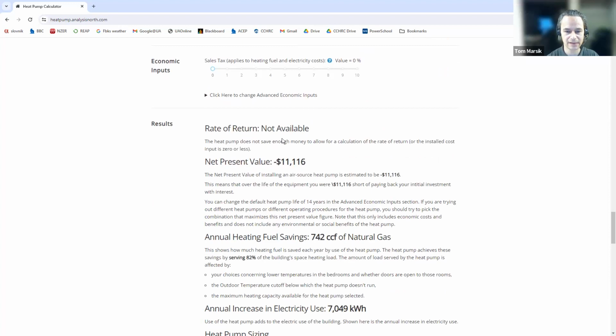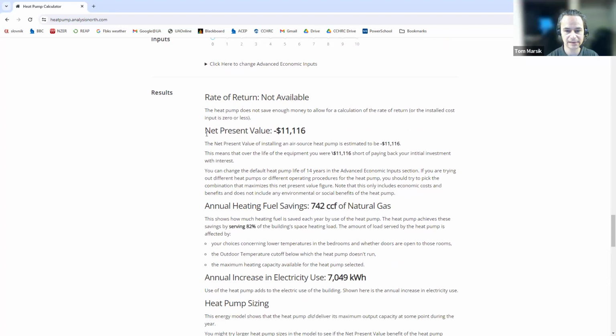Okay, rate of return not available in this case, and it's probably because this is not a cost-effective installation. So the net present value, as you can see here, is minus $11,000. So over the life of the heat pump in this installation, you would be losing roughly $11,000.